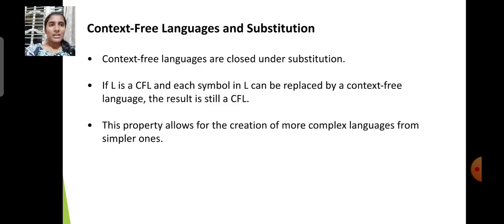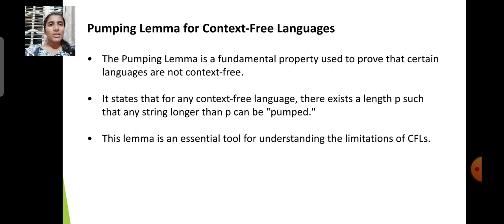Context-free languages and substitutions. Context-free languages are closed under substitution. If L is a CFL and each symbol in L can be replaced by a context-free language, the result is still a CFL. This property allows for the creation of more complex languages from simpler ones.